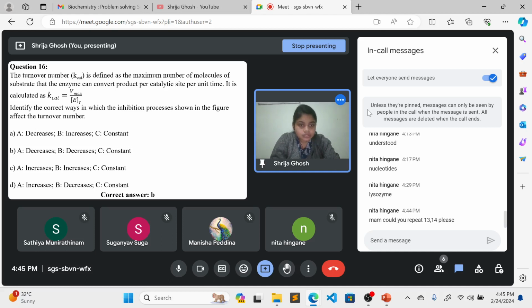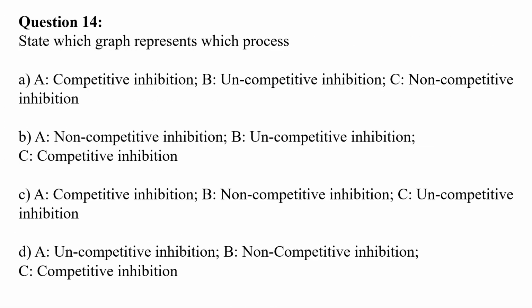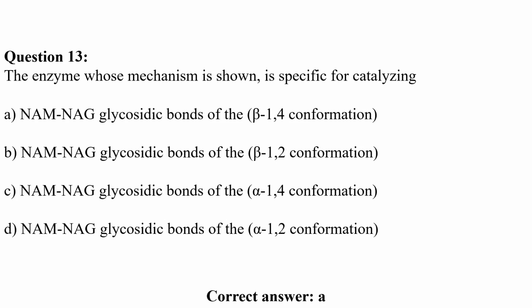Neeta has requested to repeat questions 13 and 14. Yeah, sure, I can repeat that. So the 13th question was about the enzyme whose mechanism was shown. In that case, lysozyme's mechanism was shown, right? So which bond is catalyzed by lysozyme? That was the question. The answer is beta 1,4 linkage.